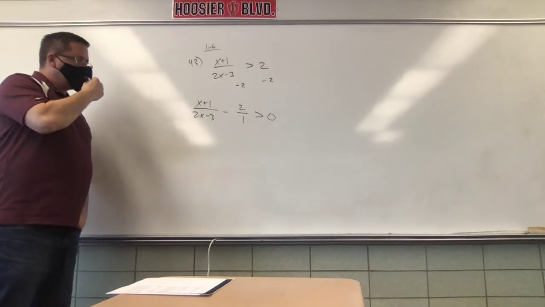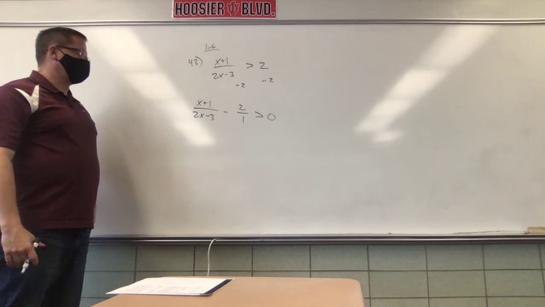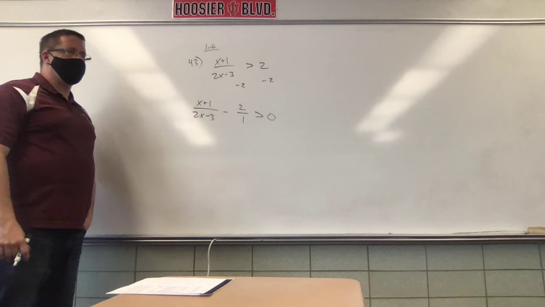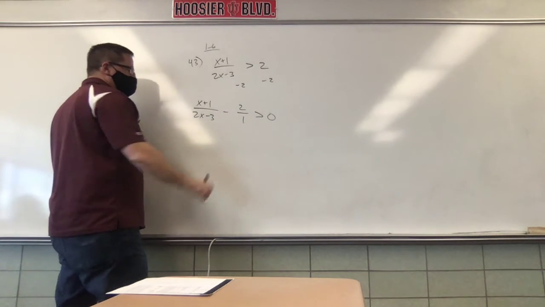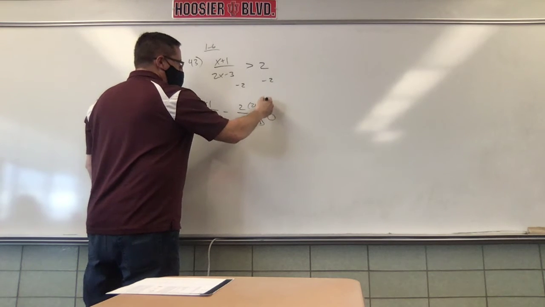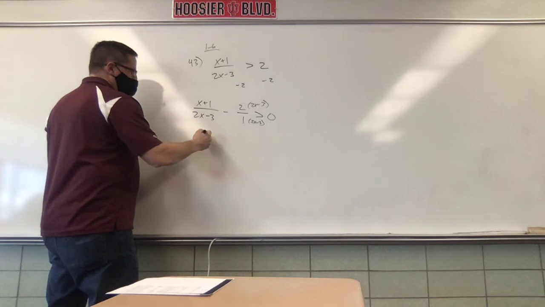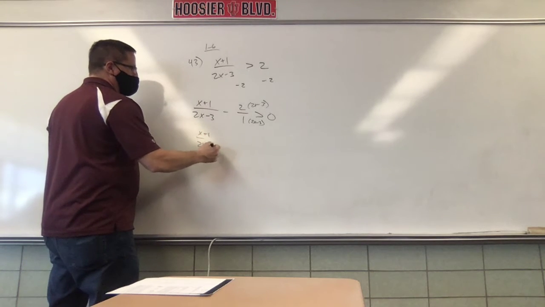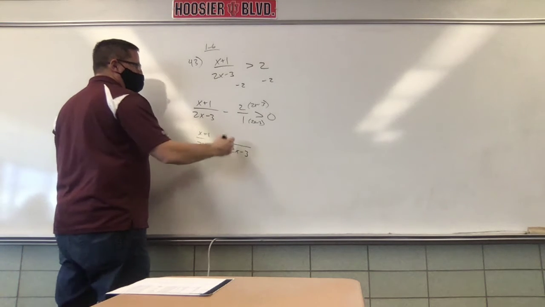Okay? So, we got to have a common denominator. When we subtract fractions, we need a common denominator. Common denominator of 2x minus 3 and 1 is 2x minus 3. So we're going to times this by 2x minus 3, top and bottom. Okay, so if I do that, we have x plus 1 over 2x minus 3 minus 2 times 2x minus 3, which is 4x minus 6.